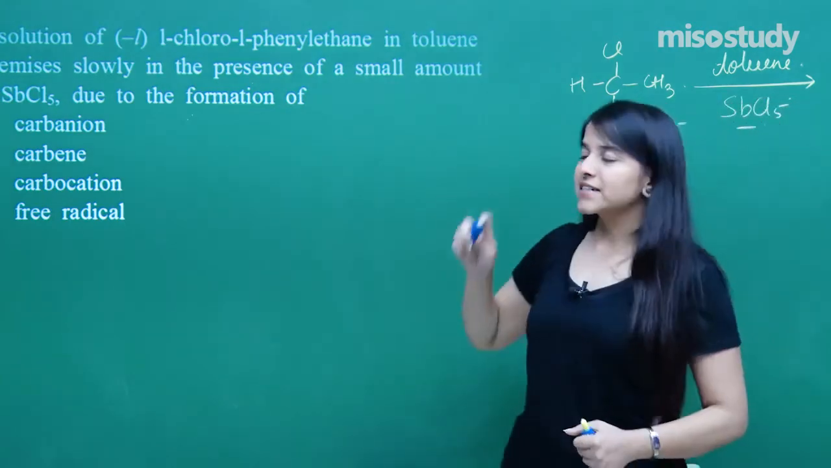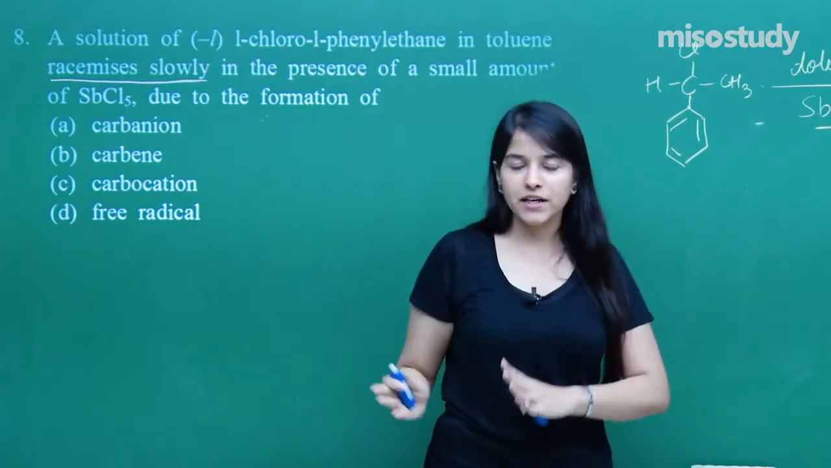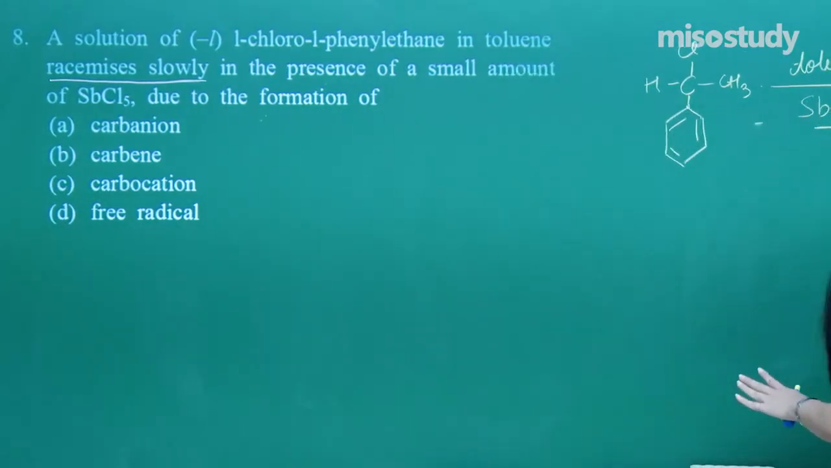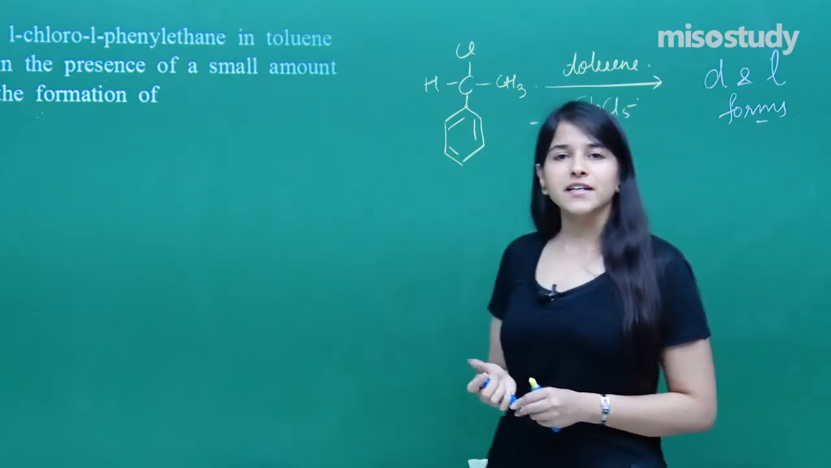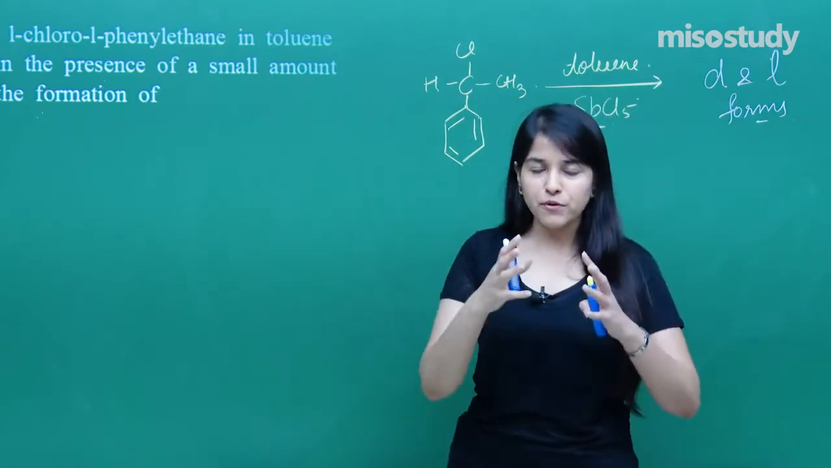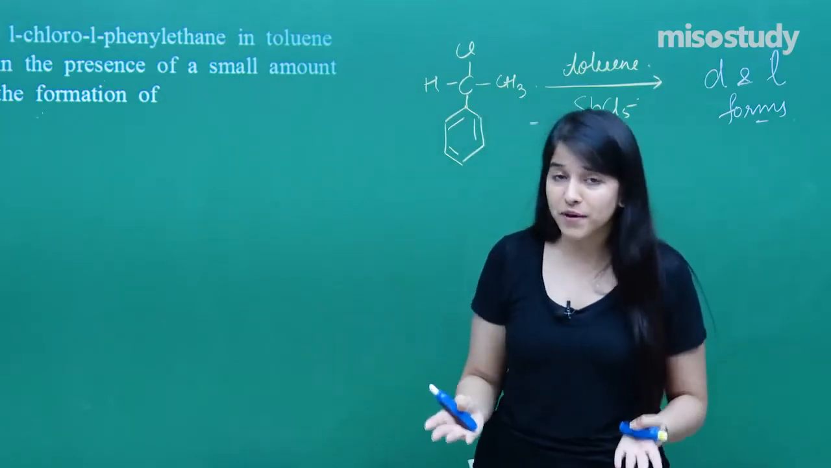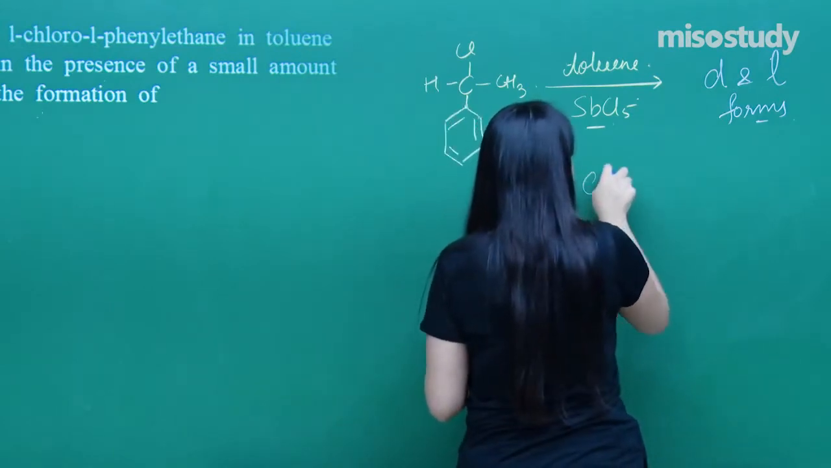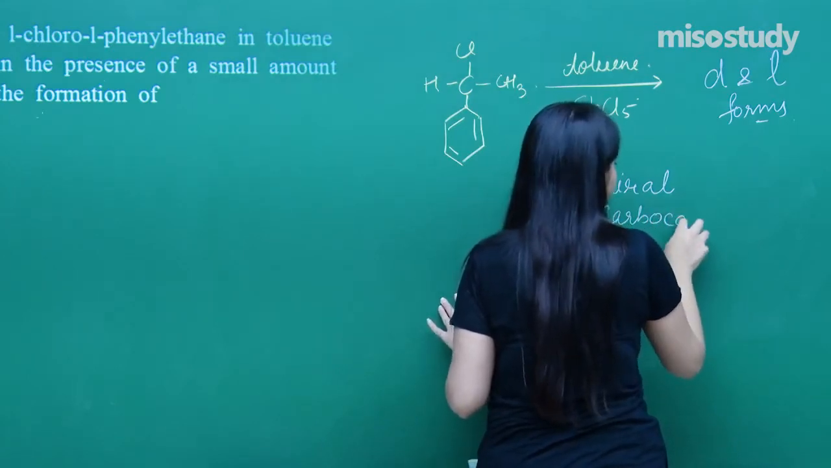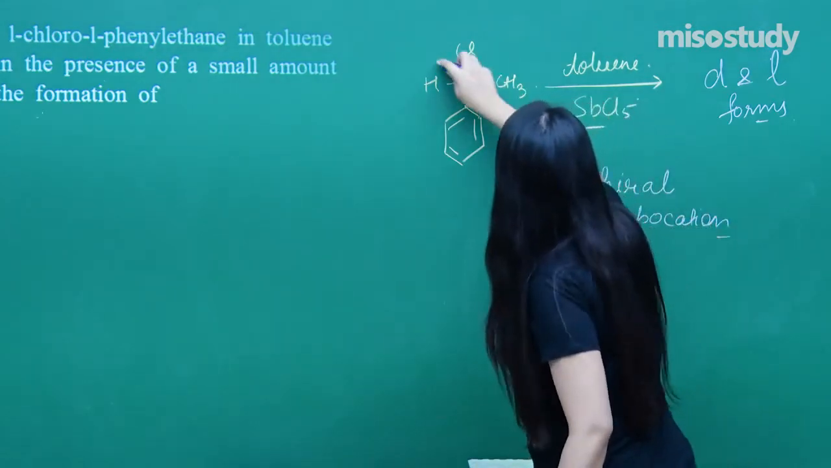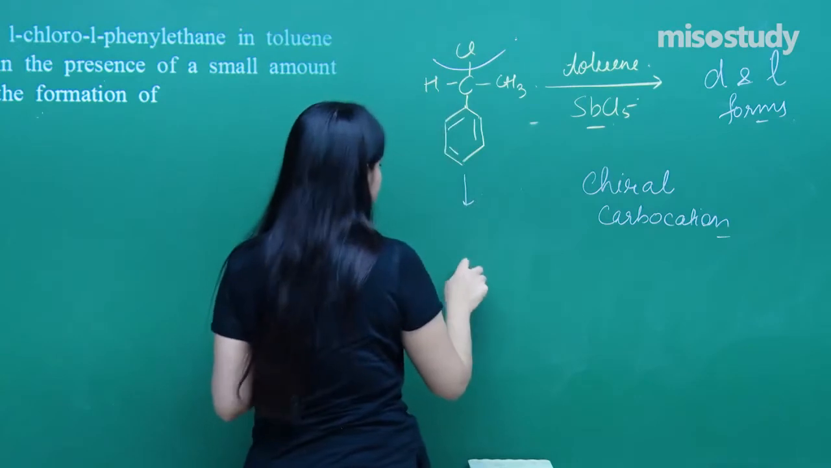So it says we get a racemic mixture, it racemizes slowly. Racemic mixture means both forms of enantiomers, so we have D and L forms. We have studied the case whenever there is a chiral carbon and it racemizes into the enantiomers. So how do we obtain a chiral carbocation? The reaction would be something like this. This chlorine will go off and we get a carbocation over here. That is the intermediate step that I am drawing over here.